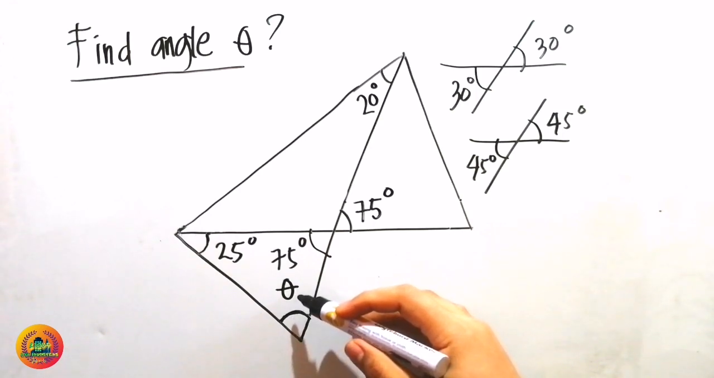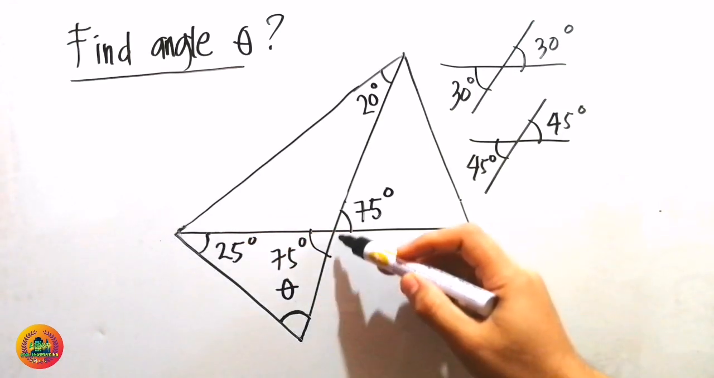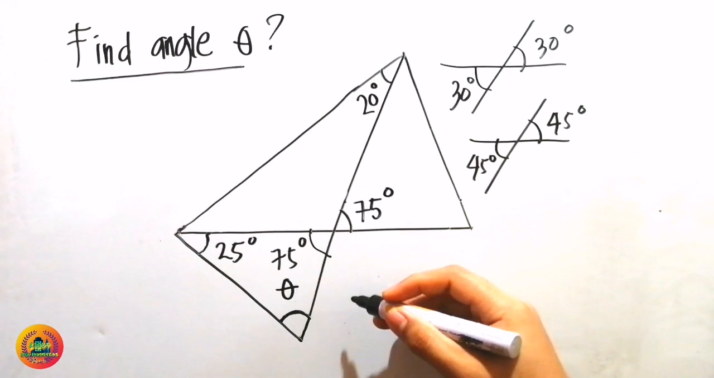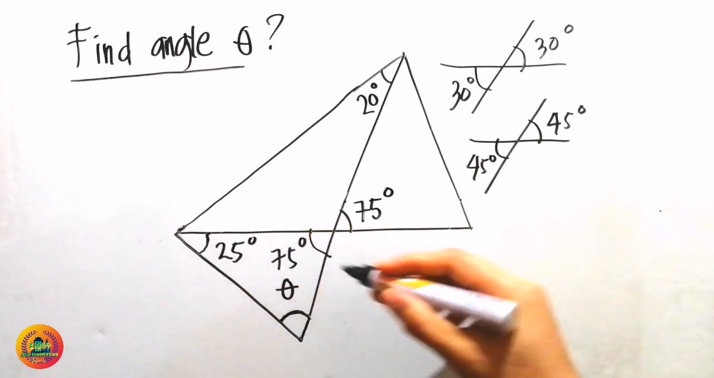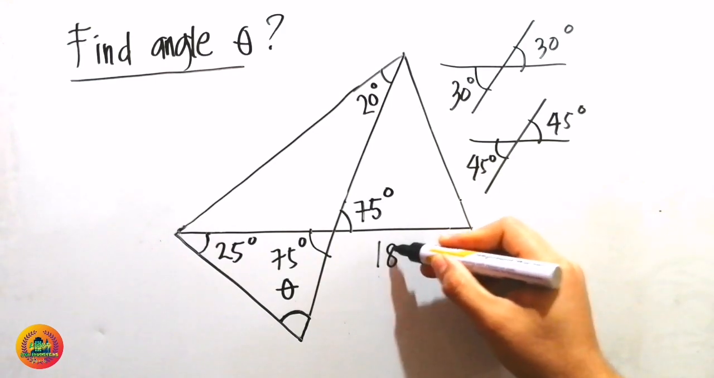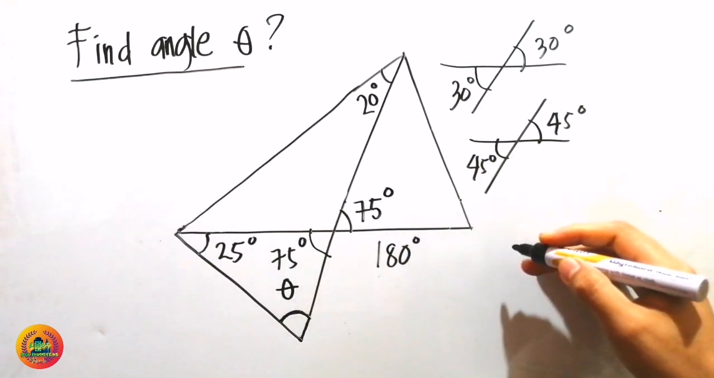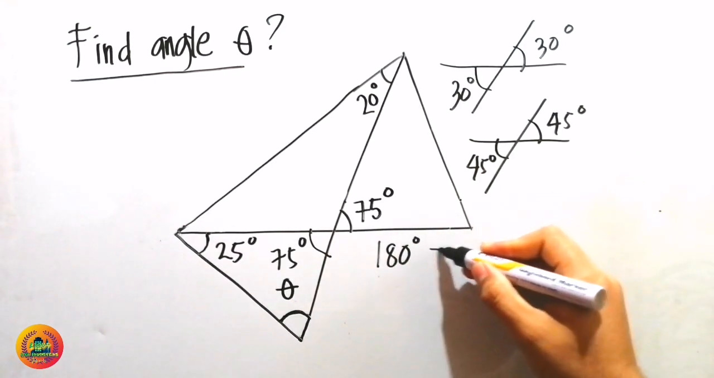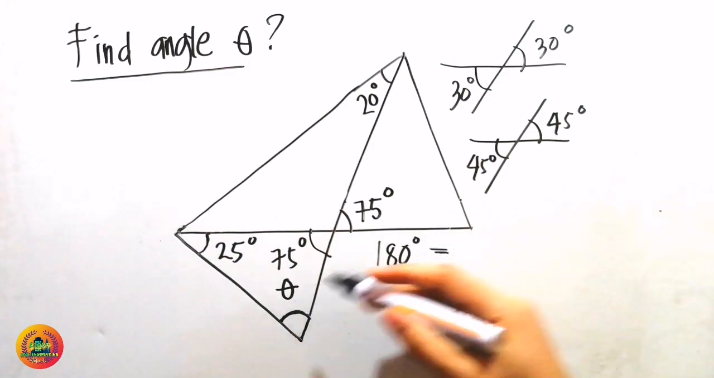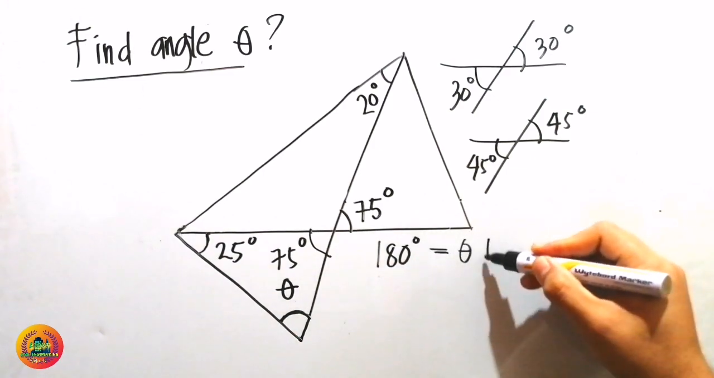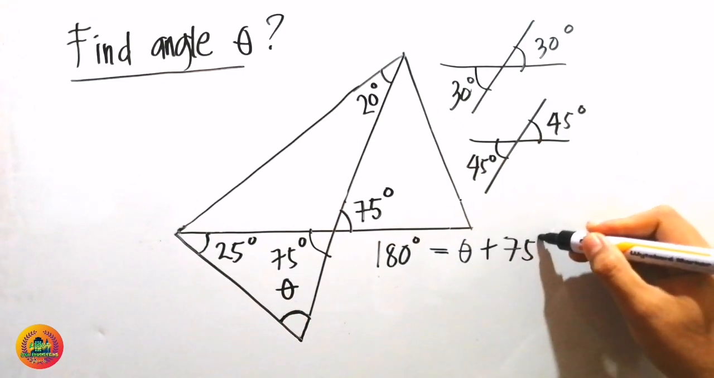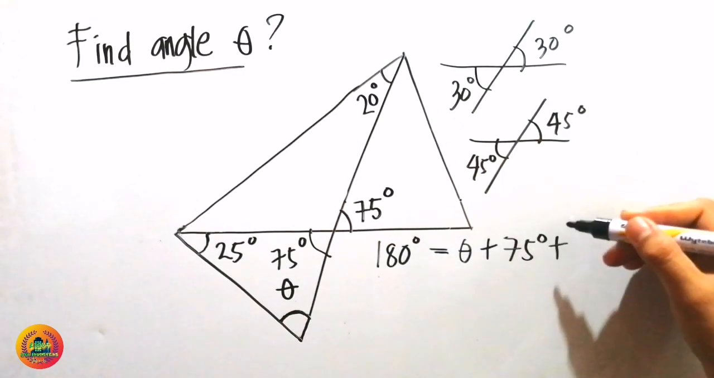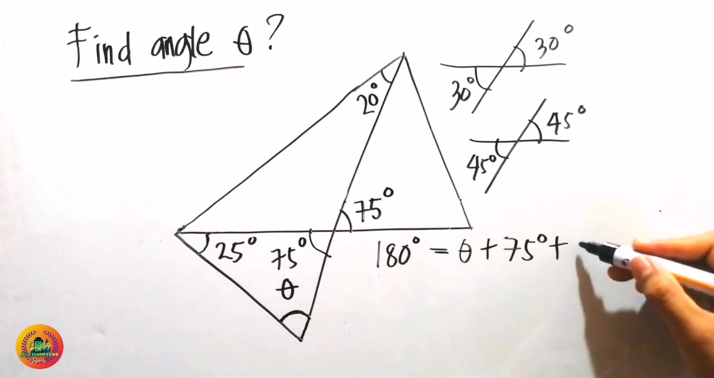So now we will proceed to the small triangle. We can now solve the value of theta. The sum of all angles inside a triangle is always 180 degrees. So therefore, it is equal to theta plus 75 degrees plus 25 degrees.